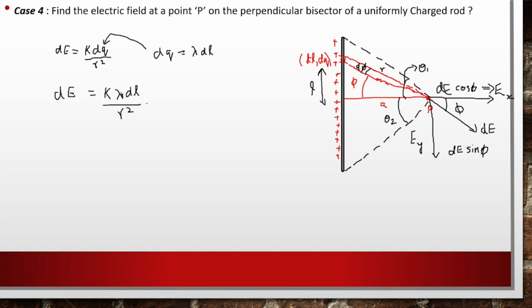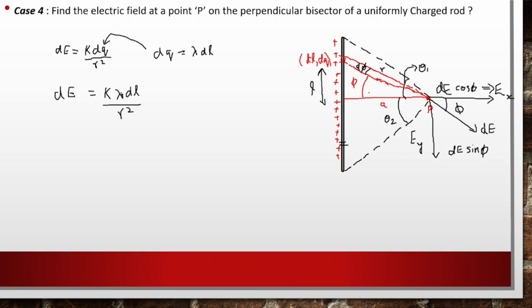Okay. Now here we can see that this r square is a variable. That means if I take a length element in this part, then r changes. If I take a length element in this part, then also the distance from this small length element to the point P changes. So r is a variable. So we need to change all the variables in terms of phi. So we have to convert these variables in this equation in terms of phi.